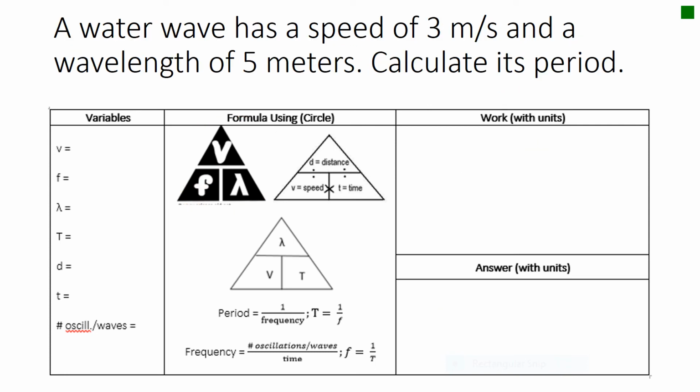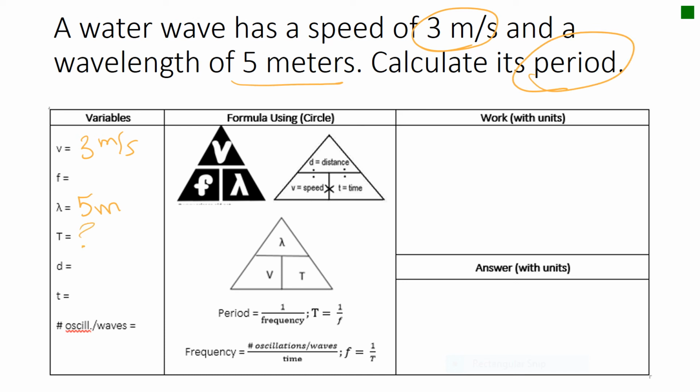A water wave has a speed of 3 meters per second. So under V, I'm going to write 3 meters per second. It has a wavelength of 5 meters. So I'm going to write down wavelength 5 meters. Now it asks to calculate its period. Well, this is a new one because period is capital T. So I'm asking for that one.